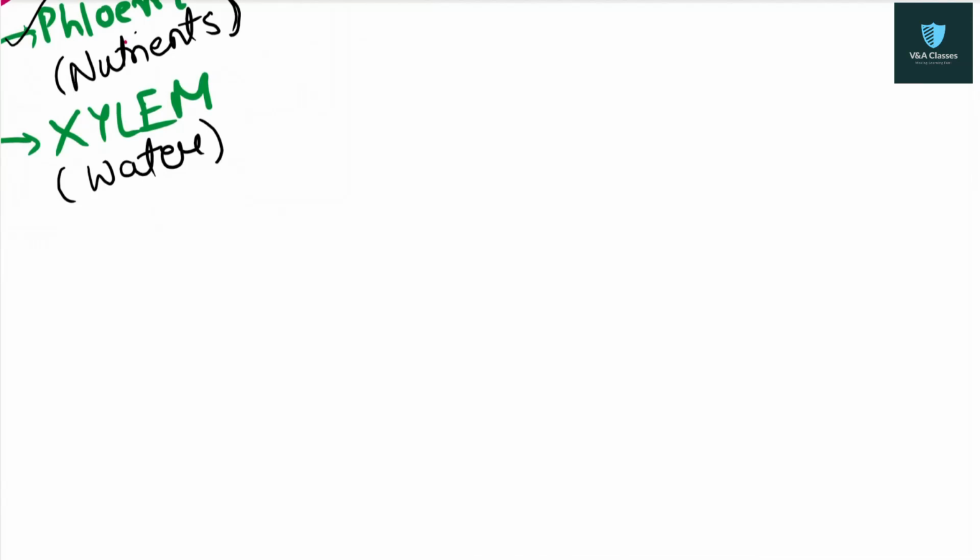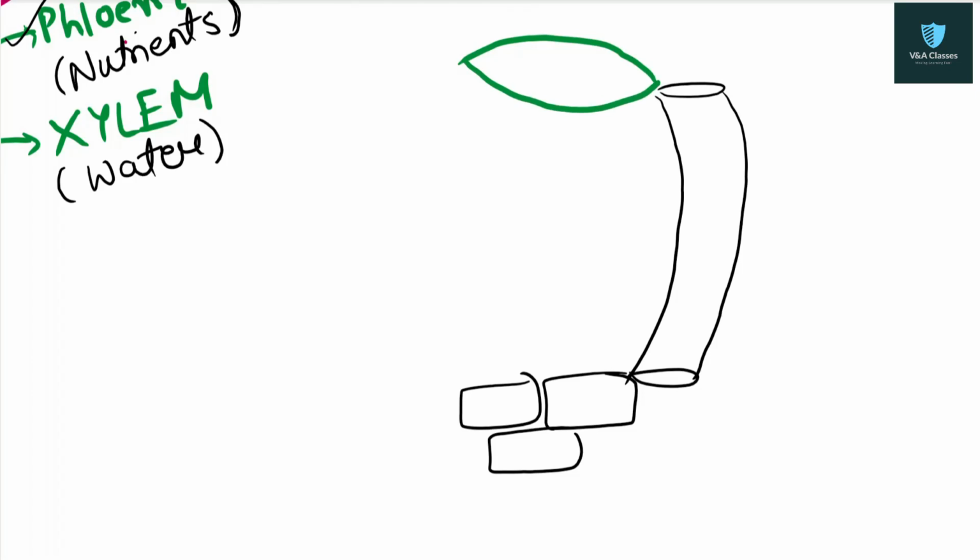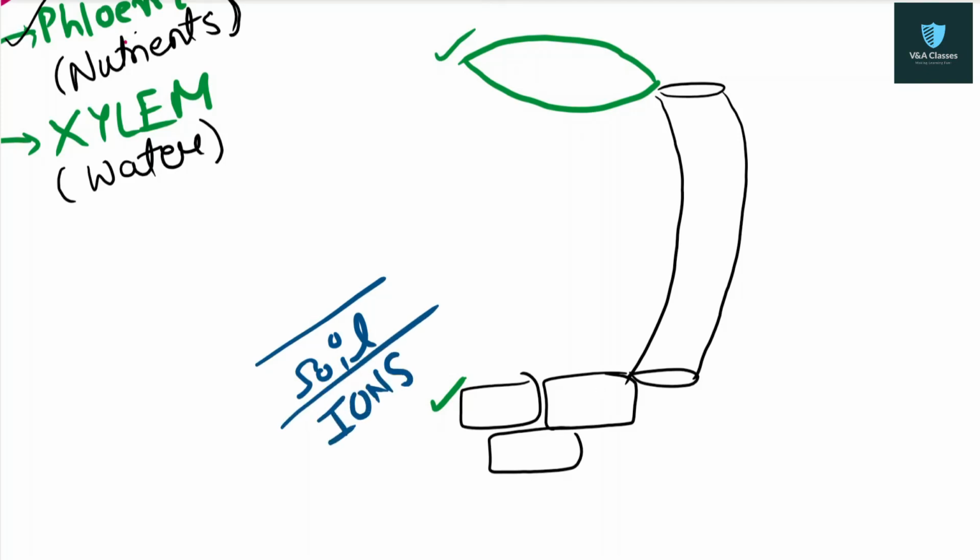Okay, so suppose these are the root cells. Suppose this is the xylem bundle. Okay, and suppose here we have the leaf. So from here we have to take the water till here. Okay, so this is your soil, and this soil contains many ions and water. Okay, and what are these? These are root hair cells.